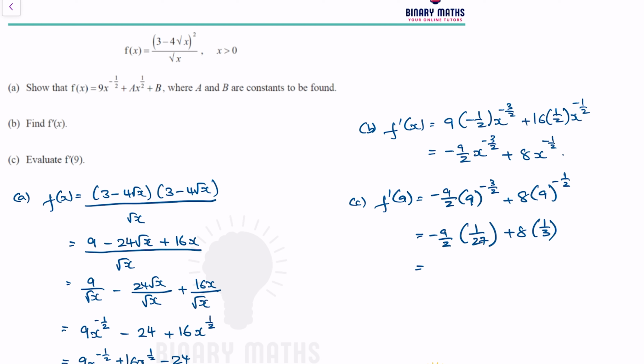Okay, the first term cancels down to minus 1 over 6 plus 8 over 3. I times by 2 and I times by 2. Then I get minus 1 plus 16, which is equal to 15 over 6. And now I can divide top and bottom by 3. So I get 5 over 2. And that would be my answer.